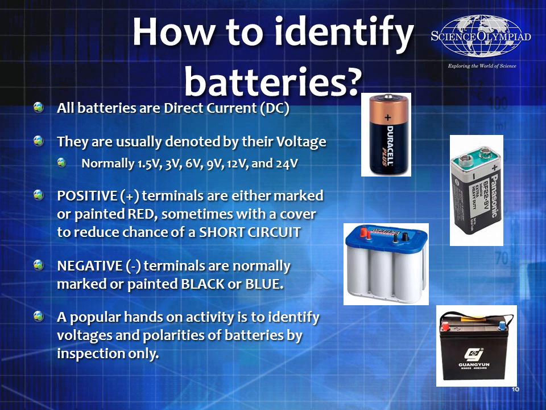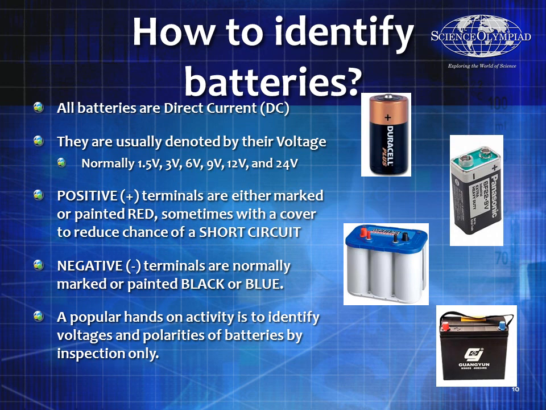So let's talk about how to identify batteries. All batteries are going to be direct current. They're usually denoted by their voltages. Very common ones that you'll find are 1.5 volts, 3 volts, 6 volts, 9 volts, 12 volts, and 24 volts. Generally speaking, if I look over on the right hand side, that D size, that D cell at the top, the Duracell Plus, that's going to be a 1.5 volt battery. Most of those types of batteries are all 1.5 volt.